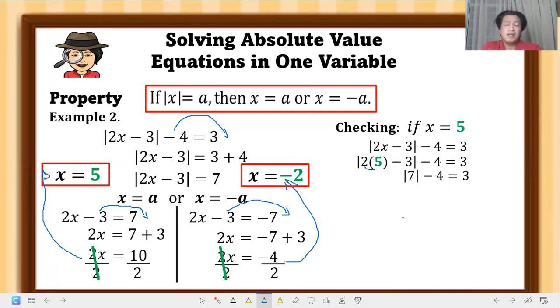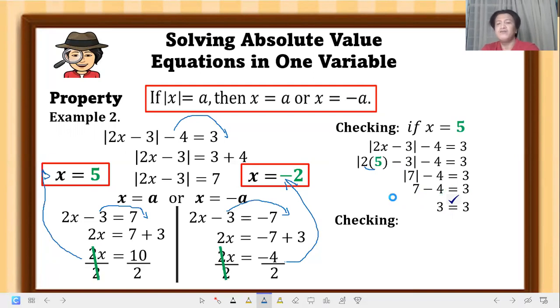Pag kinuha mo or kapag nilabas mo yung absolute value ni 7, positive 7 yan. Kaya bring down mo yung 4 or -4, tsaka may subtract. What is 7 minus 4? Diba nakita natin na equal siya. Therefore, that is true or na-satisfy niya.